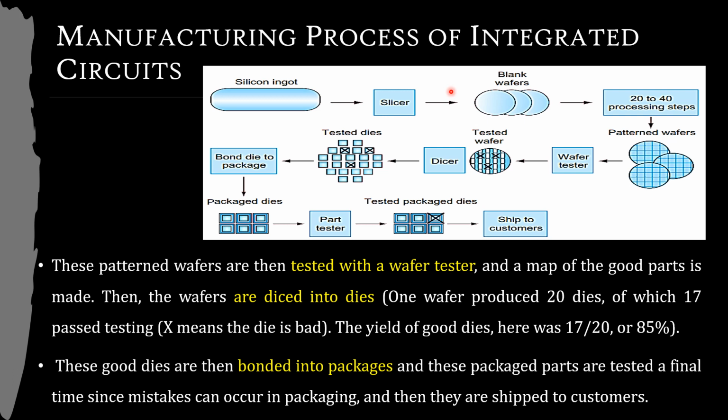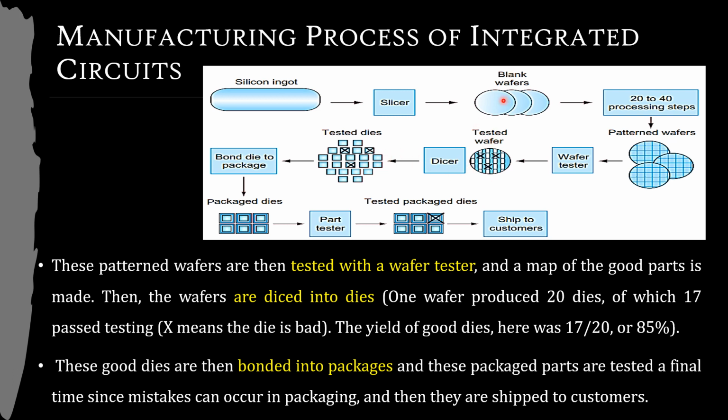Once we have created the patterned wafers, they are tested with the help of a wafer tester, and we find out the good and bad parts that we made. These wafers are then diced using a dicer. We are dicing this tested wafer into dies.